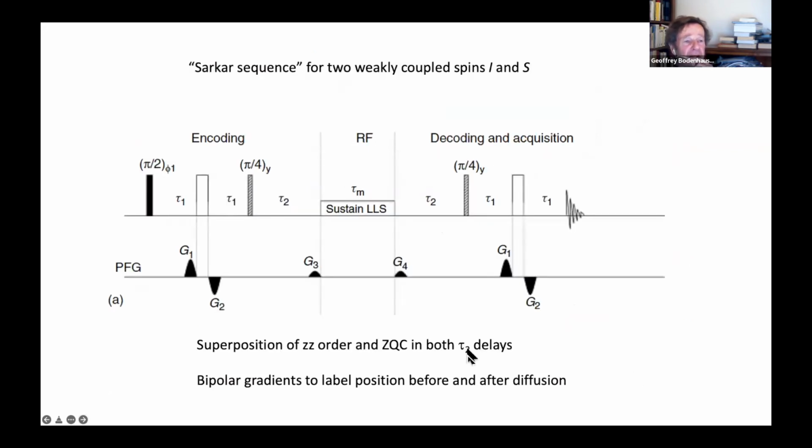Now, in practice, you can do this with various pulse sequences. This is one of our favorites in the early days, the so-called Sarkar sequence. It comes from a student called Sarkar in Lausanne, but it's Levitt who gave this name, for 2 weakly coupled spins. And so what you do is you excite a magnetization, you allow them to, well, you refocus the chemical shifts, but you allow the J coupling to evolve. This tau1 and tau2, the 2 tau1 intervals are both equal to 1/2J.